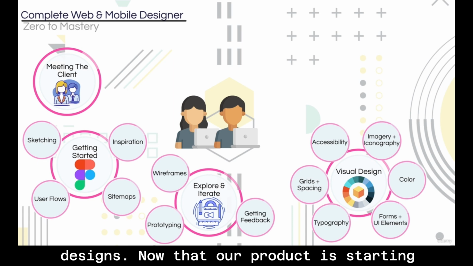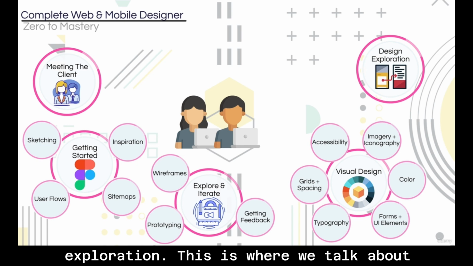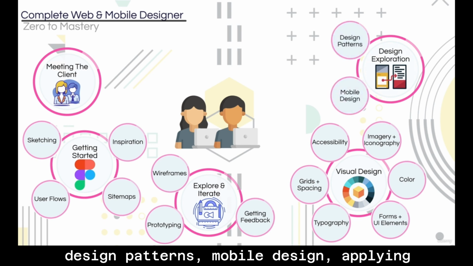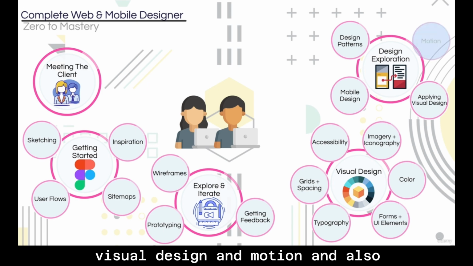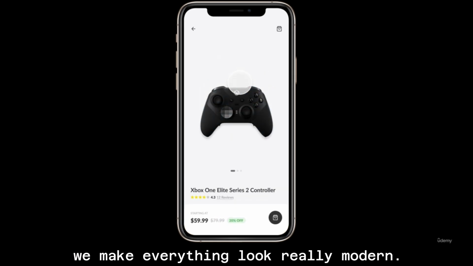Now that our product is starting to take shape, we then get into design exploration. This is where we talk about design patterns, mobile design, applying visual design and motion, and also micro interactions. This is where we make everything look really modern.